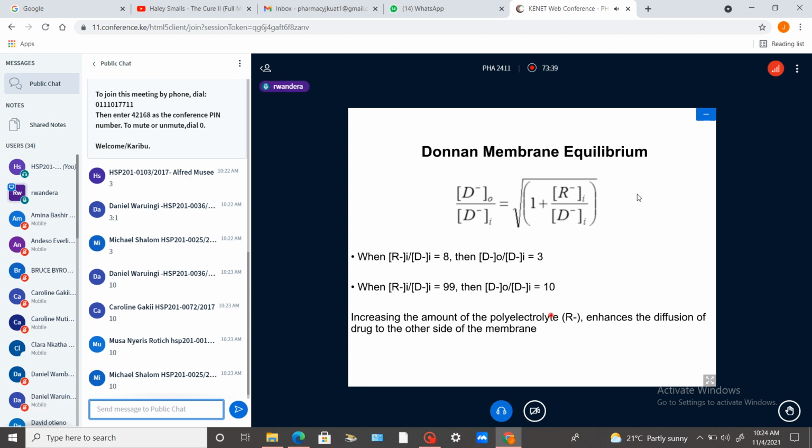So you can read more about the Donnan membrane equilibrium effect and even its applications, maybe examples of drugs that have found applications by the Donnan membrane equilibrium effect.